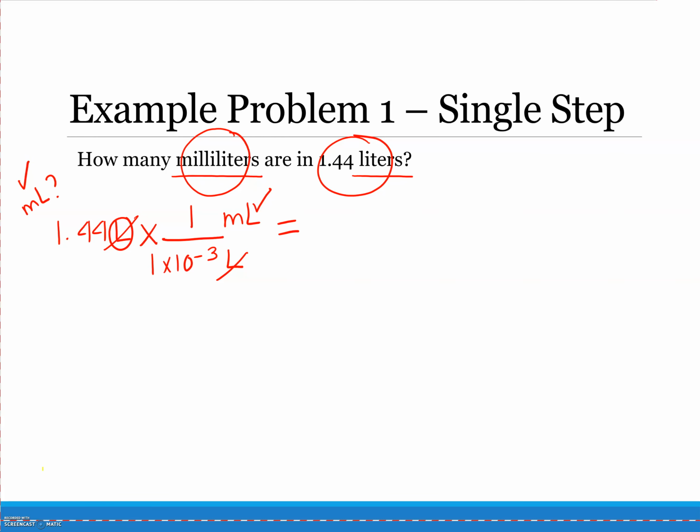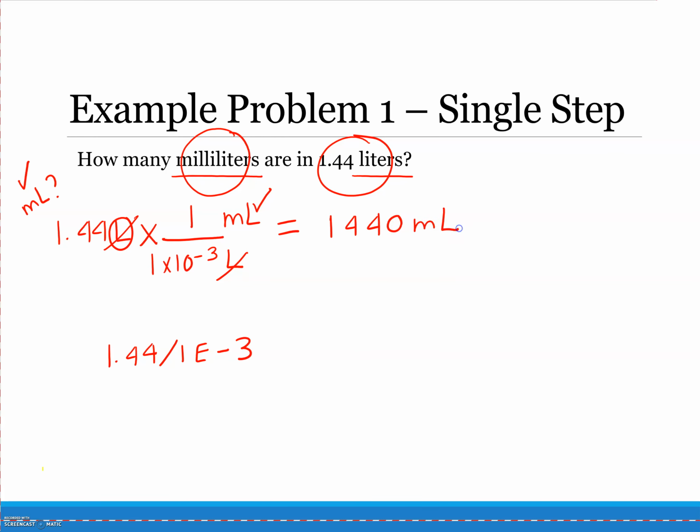And so in your calculator, you'll type 1.44 divided by 1 times 10 to the minus third. And this is what it looks like on my calculator screen. 1.44 divided by 1e to the minus 3. Make sure you're using that minus button and not the subtraction button, because that may change the answer to your problem.